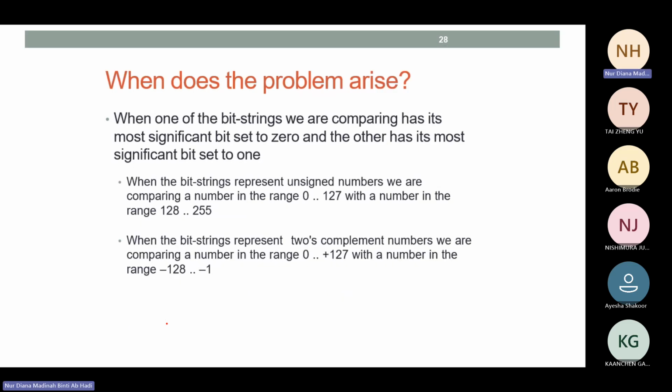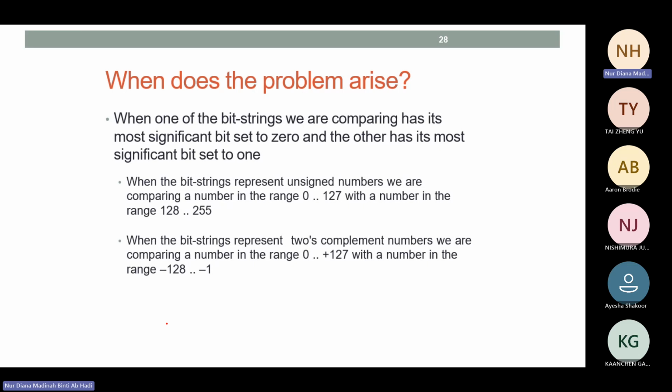So when will the problem arise? When one of the bit strings that we compare has the most significant bit set to 0 and the other one has the most significant bit set to 1. When the bit strings represent unsigned numbers, we are comparing a number in the range of 0 to 127 with a number in the range of 128 to 255.